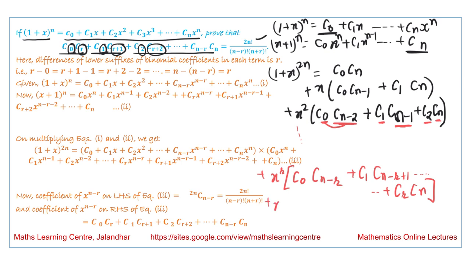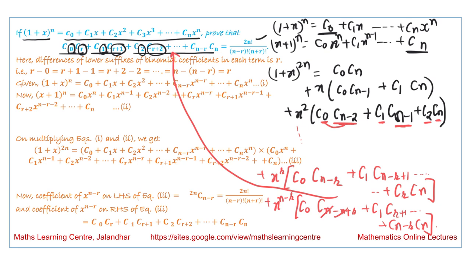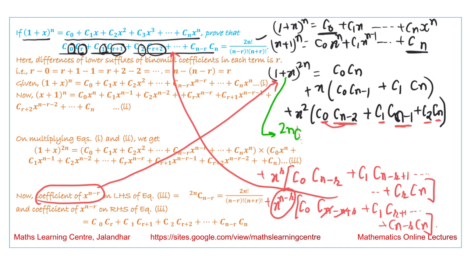And if we write the term x raised to the power n minus r, that will be c0 c(n minus n plus r), these two terms get cancelled, plus c1 c(r plus 1), and so on up to c(n minus r) cn. And this is the left hand side over here. So we are basically interested in the coefficient of x raised to the power n minus r in the expansion of (1 plus x) raised to the power 2n, and the coefficient of this term will be 2n c(n minus r).